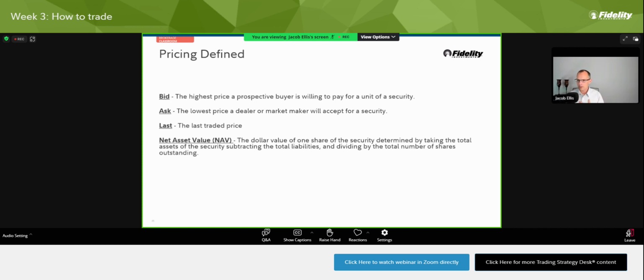Now, I don't know about you, but it might be interesting to me to know what the last traded price is. But I'm more concerned with what I'm willing to pay and what the seller is willing to pay.